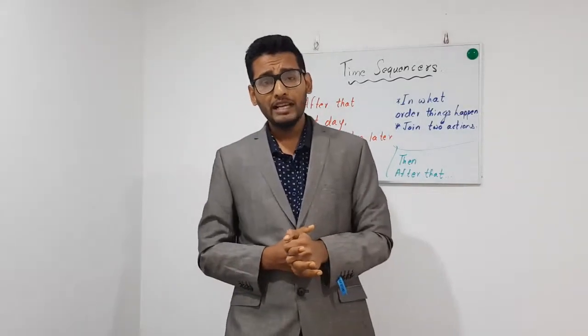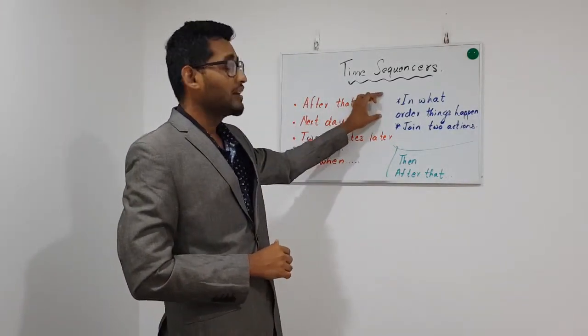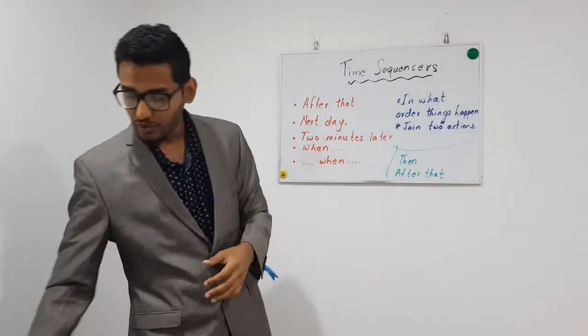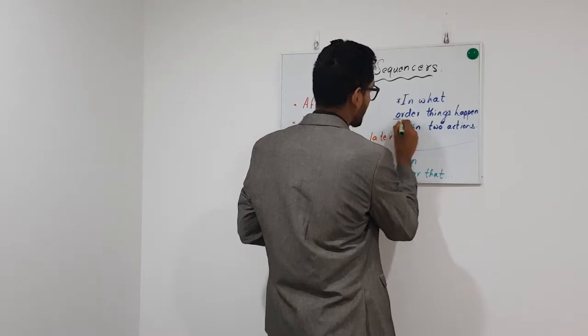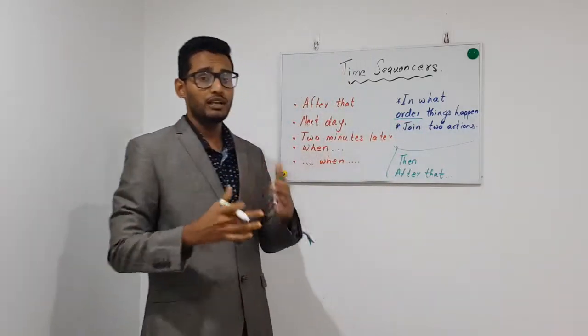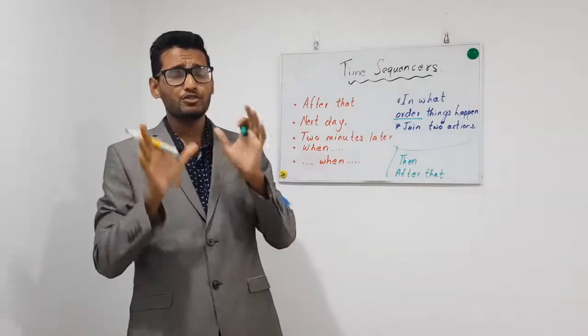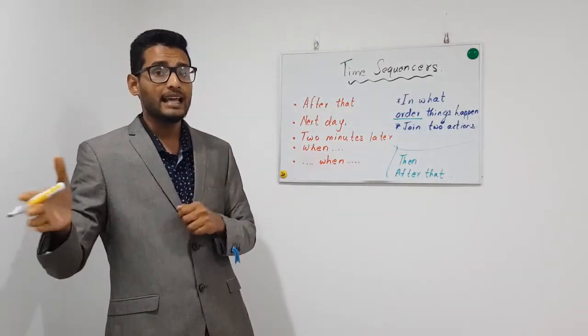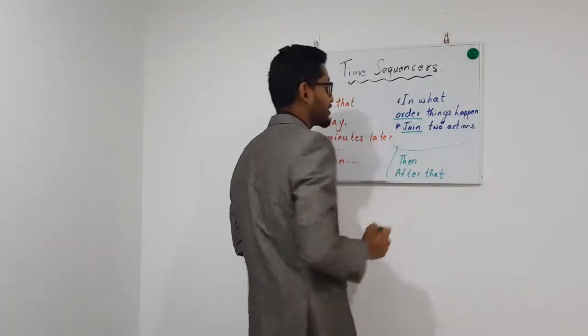So why do we use time sequences? There are two reasons for that. One, it tells you the order in which things happen. So it gives you an insight into the order of the passage. It gives you a timeline, and it creates a picture in your mind as to how stuff has happened. Second thing is it joins two actions.